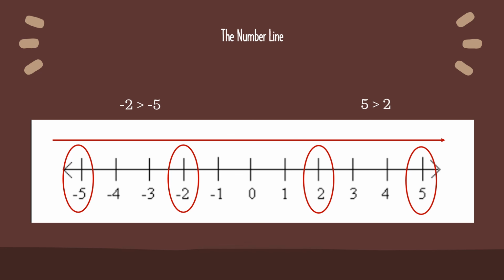So what happens with 0? We know that 0 is less than 2 and 0 is less than 5. 0 is greater than minus 2 and 0 is greater than minus 5. Why? Because 0 is to the right of minus 2 and minus 5 on the number line. When we look at the number line on the negative side, the higher the numbers get, the lower is their value. That is why minus 5 is less than minus 2.